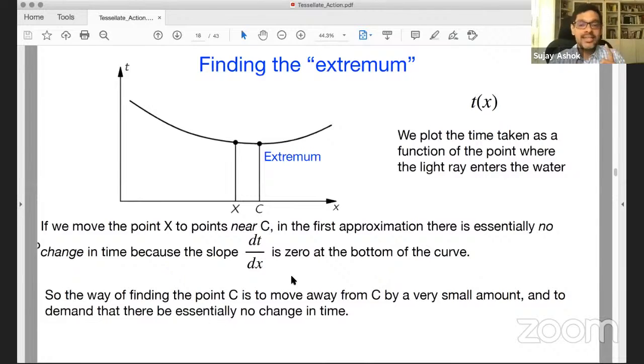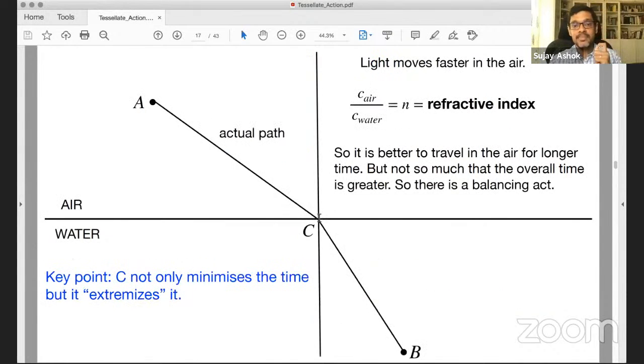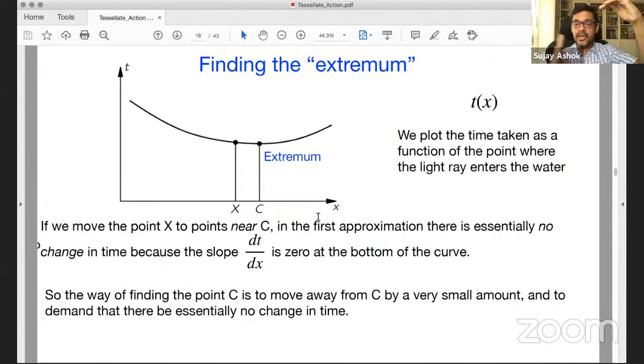So I want to find the path of least time, right? And I'm saying that the path of least time is when the time is not only minimum, but is an extremum. Which means that the dependence of time versus this location X where it enters the water looks like this curve. So clearly C is the minimum. If I plot the time for each of these points, you'll see that all of these times are greater than the time taken when the point that enters the other medium is C. Right? Clearly it's a minimum.